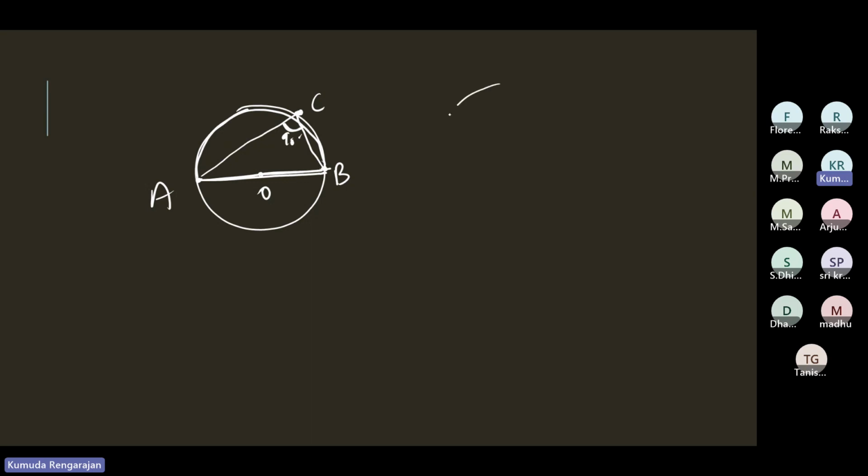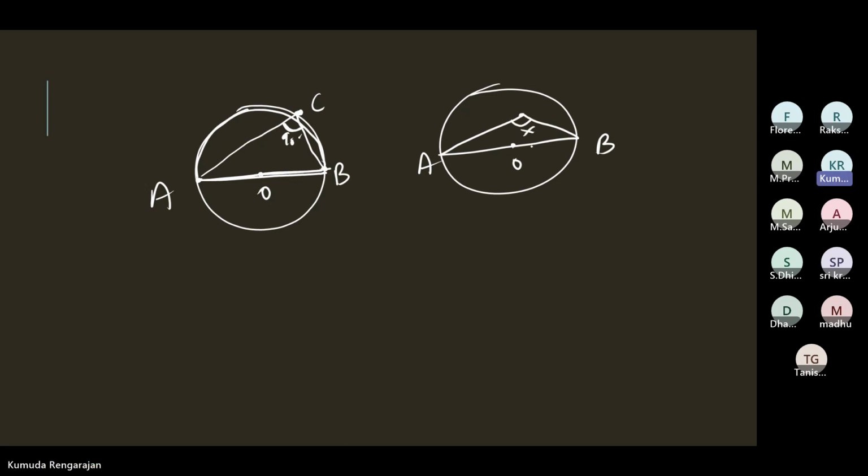It's not inside the circle, children. See, this is not a right angle. On the circle it is a right angle. See, AB is the diameter. This one is not 90 degrees, this one we don't know. Or outside the circle, this one also we don't know. The point should be on the circle, children.